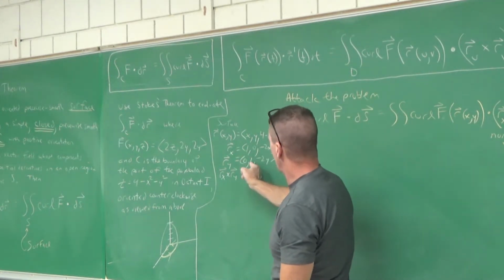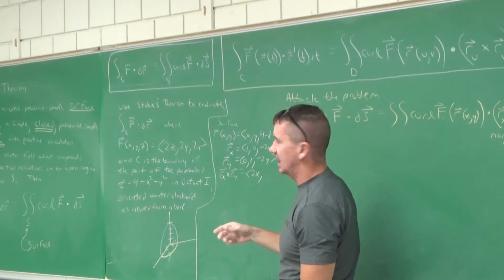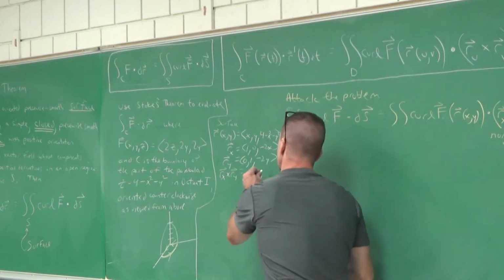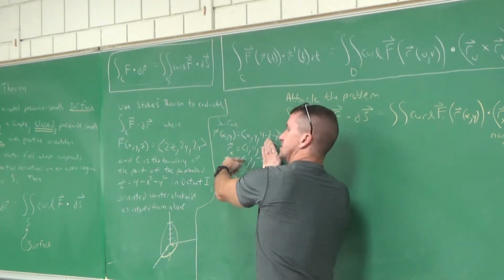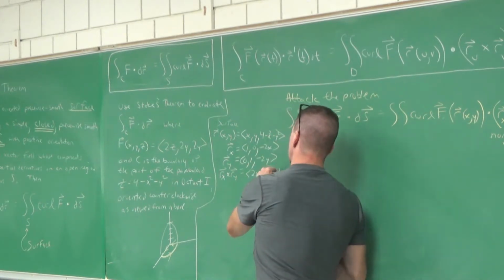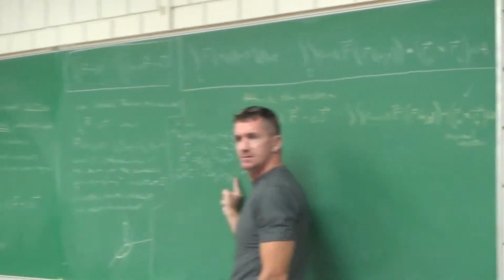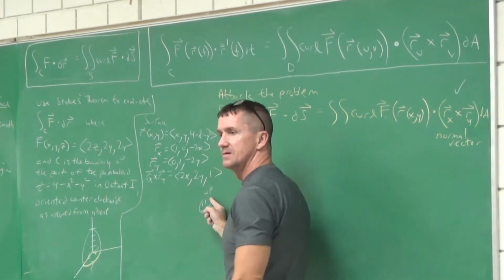How about the middle component? 1 times negative 1. We've got to put the negative down. Negative 1 times negative 2y is 2y, subtract 0. And what do you get for this last component? 1 times 1 minus 0 times 0, which is 1. Is that upward? Yes. Check. Nice, that's what we want.